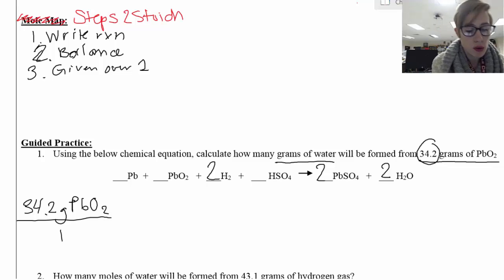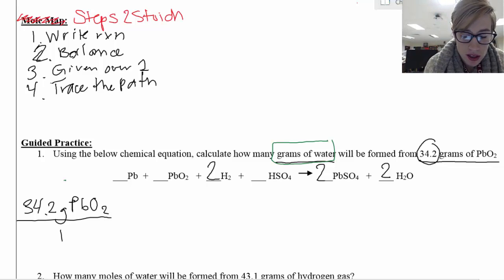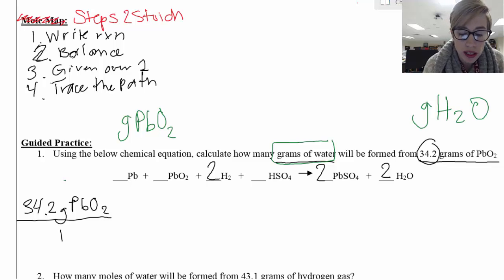Okay, so my fourth step is called trace the path. What do I mean by tracing the path? Well, our given right here is grams of PbO2, so I'm going to write that here. What I want to get at the very end is grams of water. So I have to trace this path between grams of what I'm given, PbO2, and grams of what I want to go to, H2O. The first step, whenever you're given grams of anything, and this is really important, so you should write this down somewhere on your paper: anytime you're given grams of anything, you need to convert it to moles first. That's always your first step.